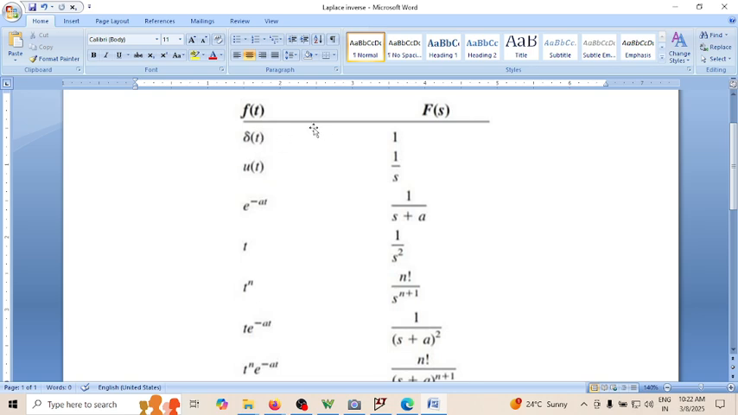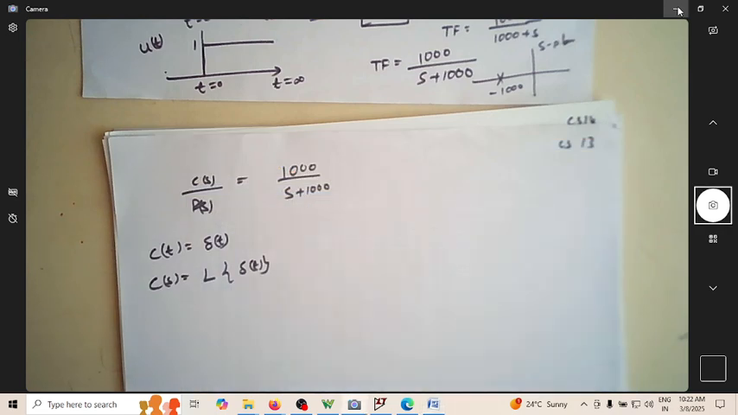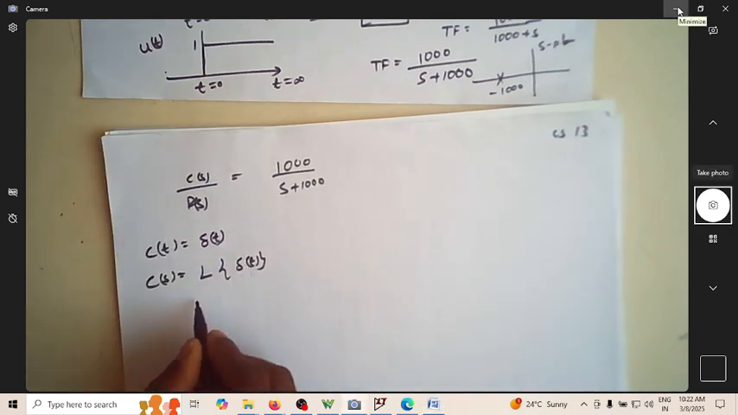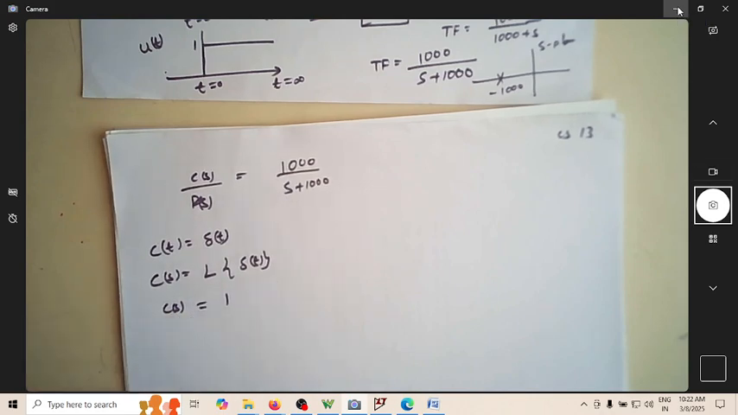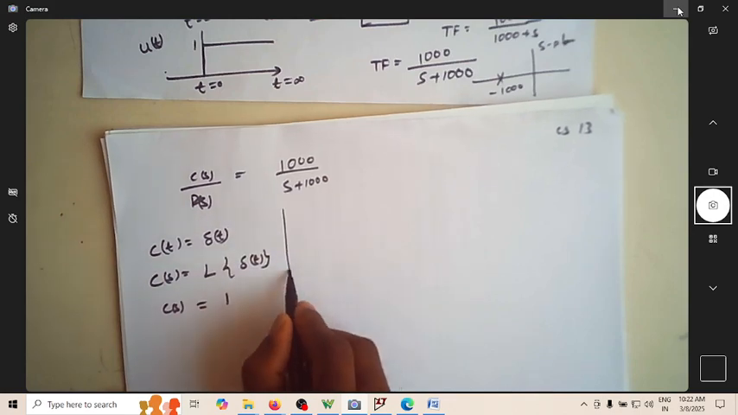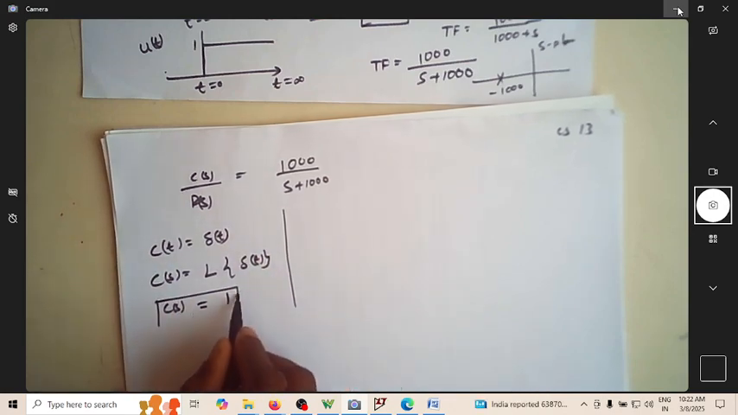Now what we are supposed to do is find the Laplace of this. So what is Laplace of this? It is actually equal to 1. So now what is C of s? C of s is equal to 1. So now we know what is Laplace of the input.